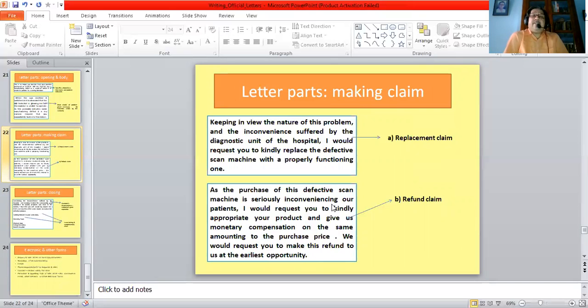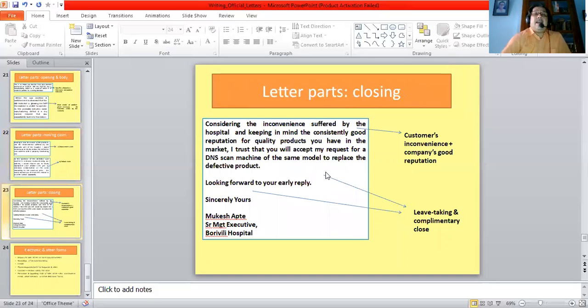As the purchase of this defective scan machine is seriously inconveniencing our patients, I would request you to kindly take back your product and give us monetary compensation amounting to the purchase price. We would request you to make this refund to us at the earliest opportunity. So either asking for a replacement or a refund. Yes, now the closing of this letter.